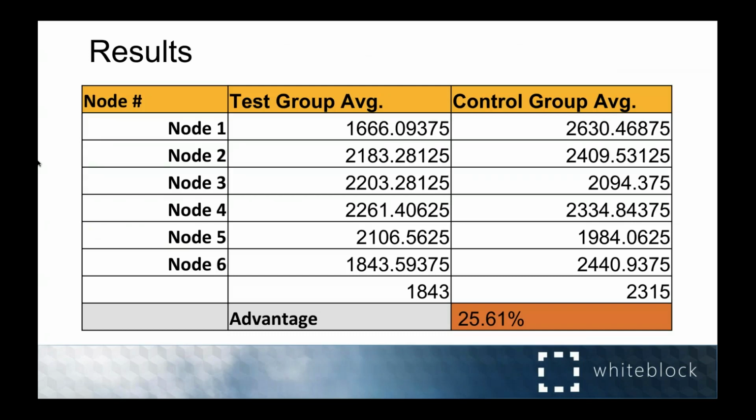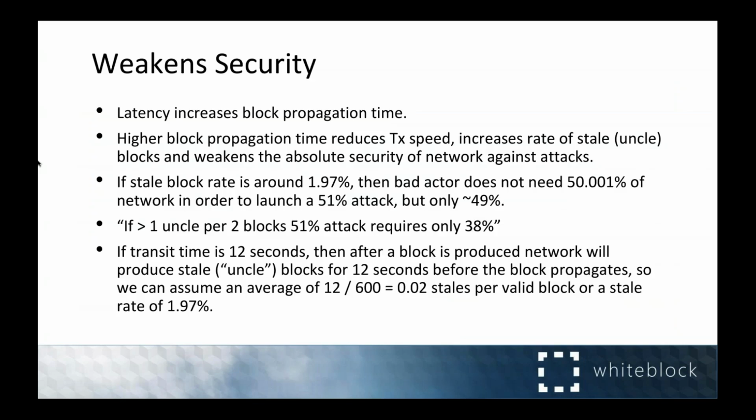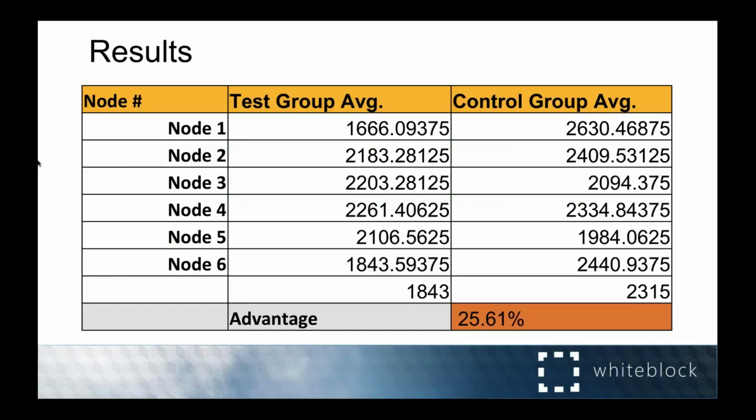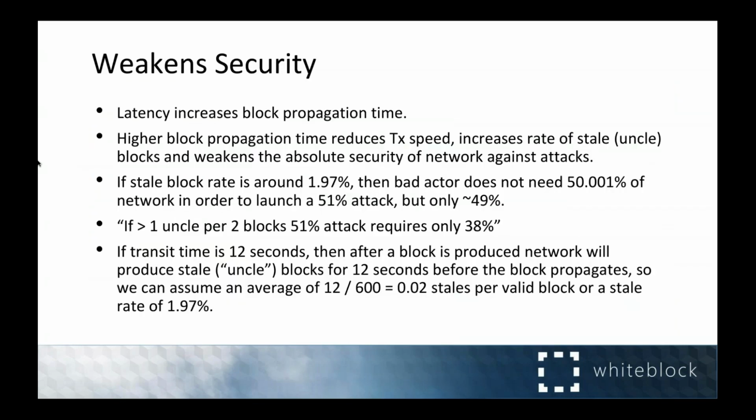So at the end of our test series, the results indicated that the control group had a 25% higher balance on average than the test group. So that means that that amount of latency had a significant effect on the ability of these miners to actually profit. So what do we do with this information, and what does it mean? One thing that it would mean is that it weakens security, because latency increases the block propagation time.